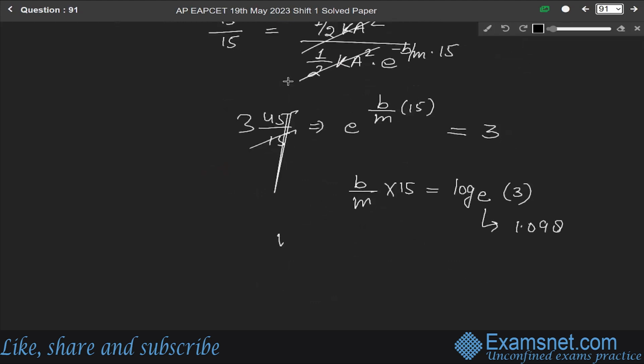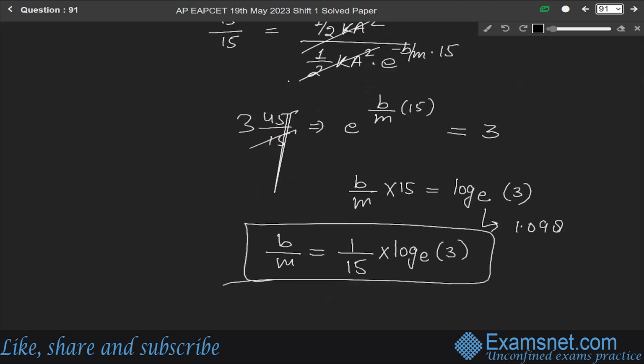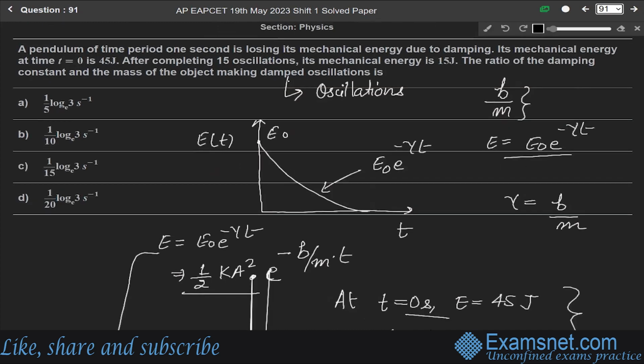So we write b over m is equal to 1 over 15 into log e base 3. Okay, this is our final answer. So from these given four options, option C, that is 1 by 15 log e base 3 per second, is the correct answer.